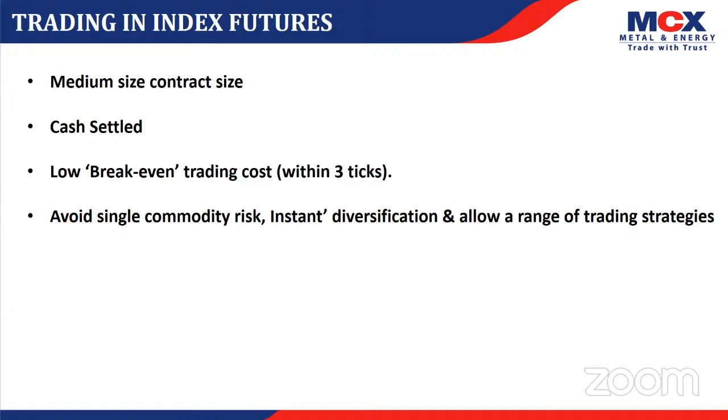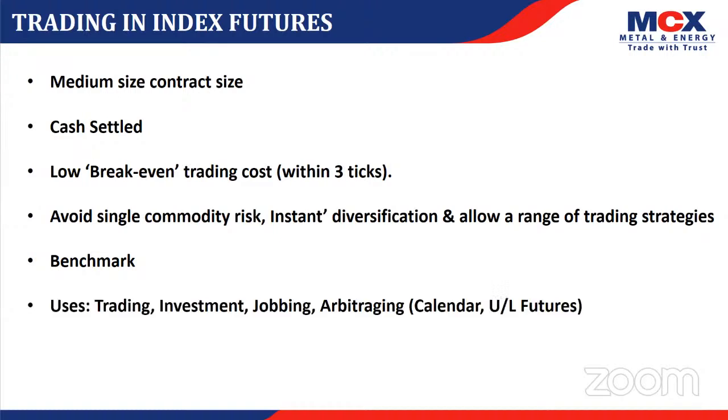To avoid single commodity risk, it allows diversification naturally. That is the reason the margins are lesser here. As a segment, it could act as a benchmark. Segment wise indices are there for the bullion industry, for the metal industry, for the energy segment.